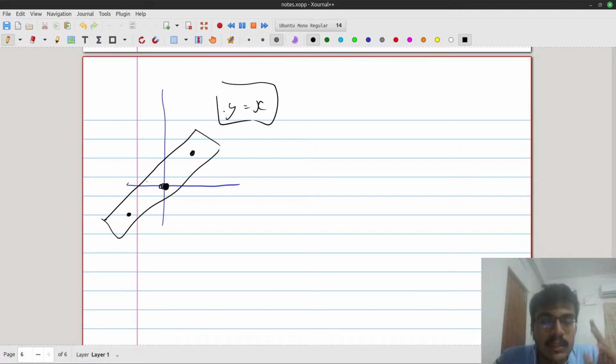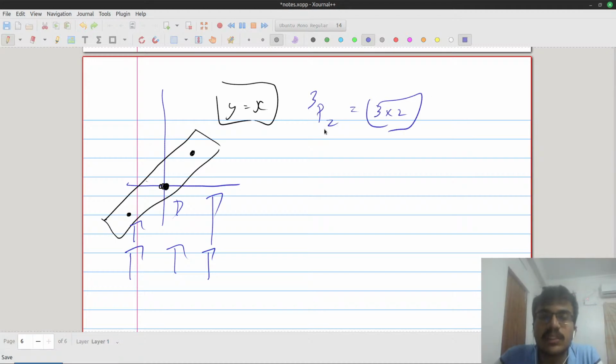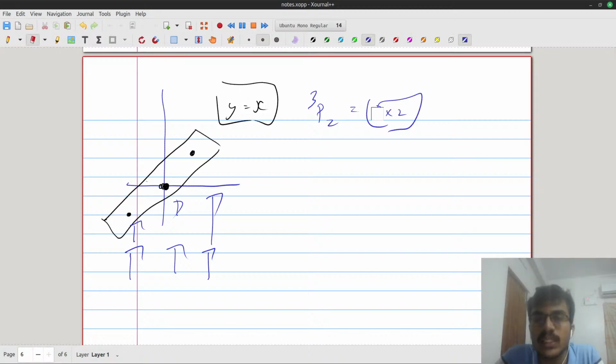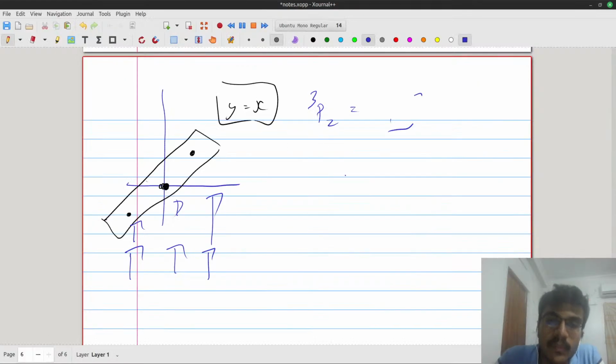Since they pass through the line y equals x, I can choose compass to be over here and morning star to be over here, or compass here and morning star here, and so on. Basically I can choose this in 3P2 ways, or 3 times 2 ways. I can choose compass to be anywhere and morning star somewhere else. So for this case the answer is 6. Hopefully that's clear.